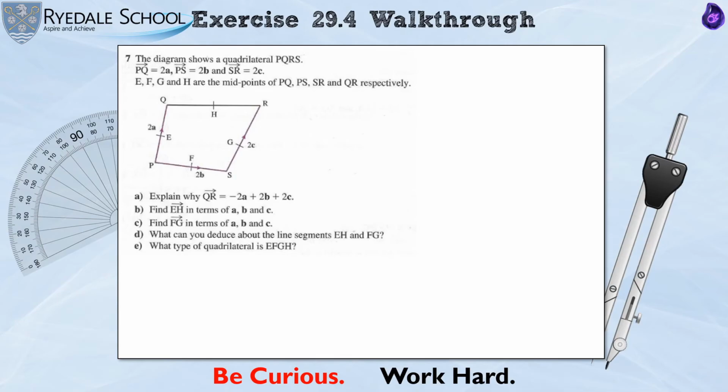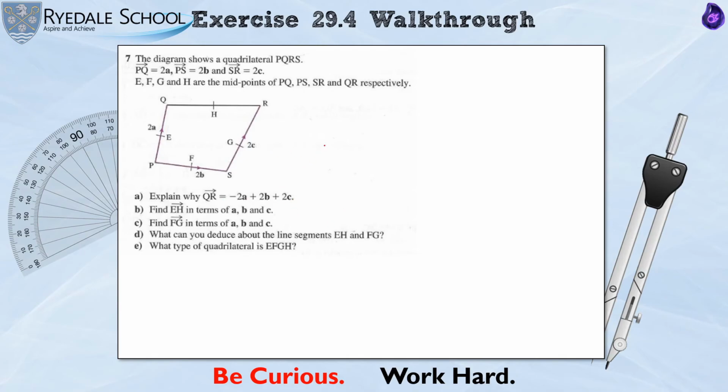Okay, so the final question looks a little bit more interesting, so let's see how we can get on with this one. Let's have a quick read. It says the diagram shows a quadrilateral, PQRS. We have various vectors defined. PQ is 2A, PS is 2B, SR is 2C. We have all of these are midpoints. And it says explain why QR is this vector here.